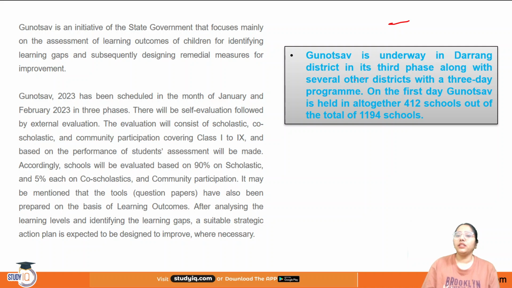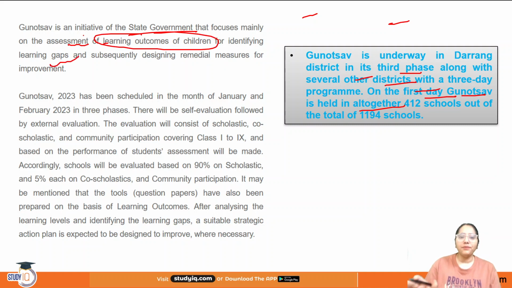Gunotsav is underway in the Darrang district in the third phase, along with different other districts where a 3-day program has been conducted. On the first day, Gunotsav is held in 412 schools, which means Gunotsav is related to education. It is an initiative of the Assam government that focuses mainly on the assessment of the learning outcomes of the children, for identification of the learning gaps and also providing the remedy for the learning gaps.